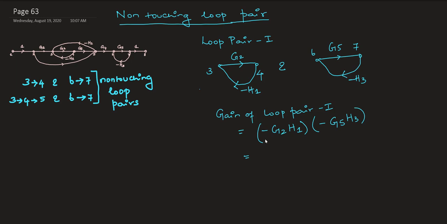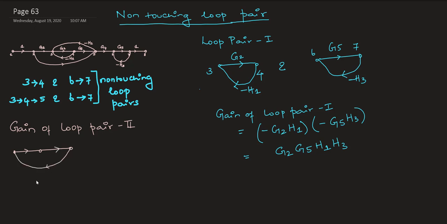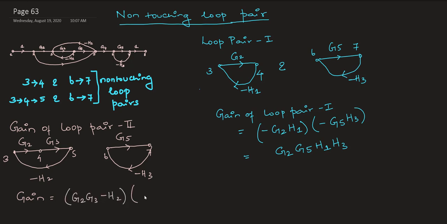Excellent. So now the next part of my delta calculation is we have to find the product gain of your non-touching loops and sum it up. So here we have the loop pairs that are non-touching: 3, 4 and 6, 7. Their product gain is nothing but the individual gain of 3, 4 multiplied by the individual gain of 6, 7. So that is my gain of loop pair 1, shown as G2, G5, H1 and H3. The same thing is applied for my next loop pair between 3, 4, 5 and 6, 7. Good. So that is another term for the calculation of my delta.